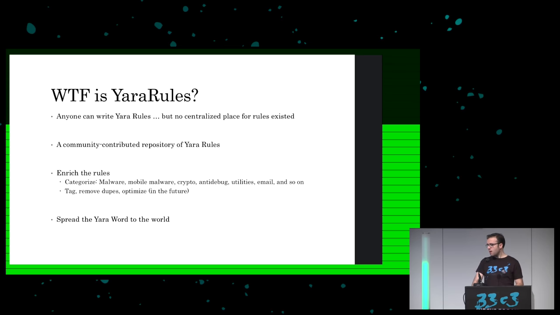First of all, categorizing them. The principal category is malware, but you also have mobile malware. This part of mobile malware is very interesting and is possible thanks to some friends of ours that made a module for matching Android apps with Yara, and also you can have crypto, anti-debug techniques, general utilities, rules matching emails or email addresses, and so on. Apart from categorizing, we add tags to the rules, we remove duplicates, and we'll start soon to optimize some of the rules. And we also created Yara Rules because we think Yara is a very useful application and wanted to spread the Yara word to the world.